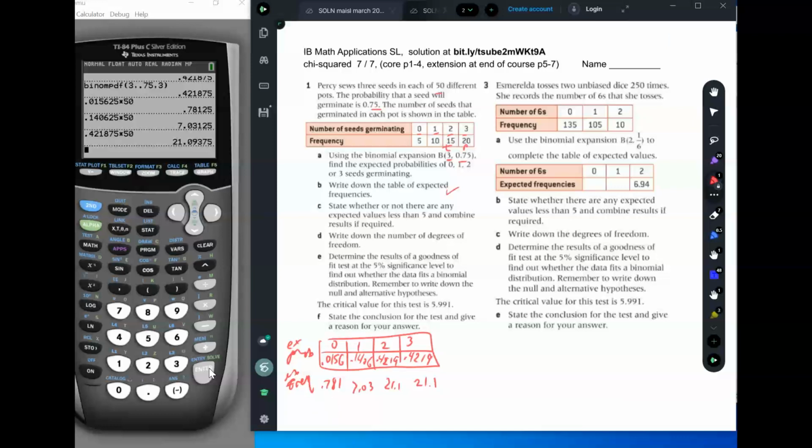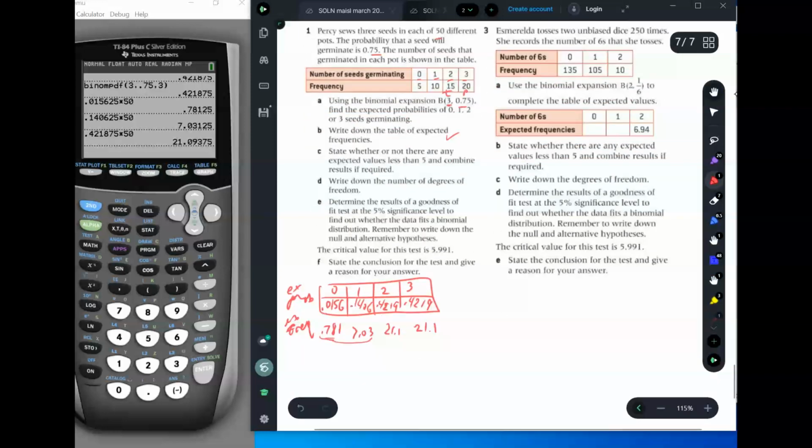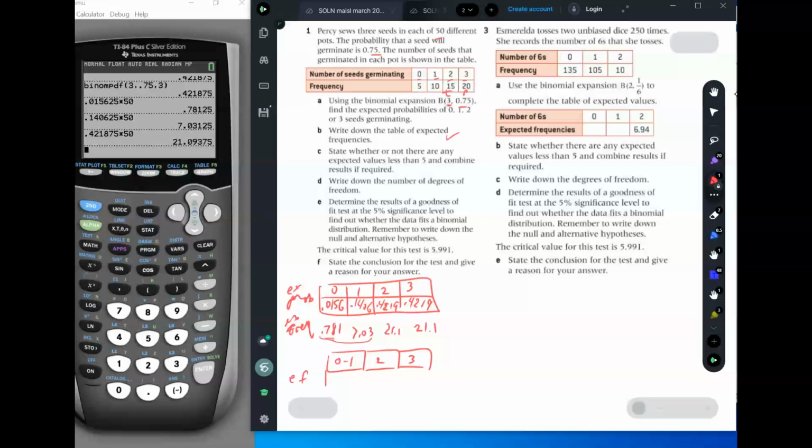Part C, state whether or not there are any expected values less than 5 and combine results if required. Okay, so remember, if you have an expected frequency that's less than 5, then you need to maybe combine it with its neighbor. So let's make a new table, and the new table is going to combine the first two categories. So I'm going to have a category that's 0 and 1, then a category that's 2, and then a category that's 3. And so my expected frequencies are going to be 7.03 plus 0.781.